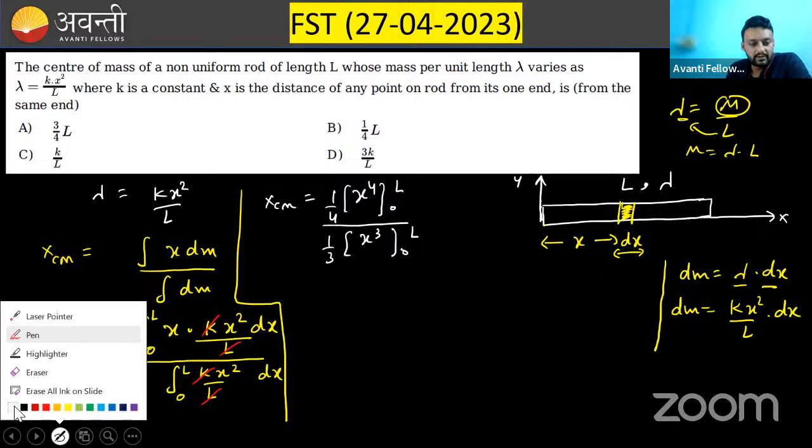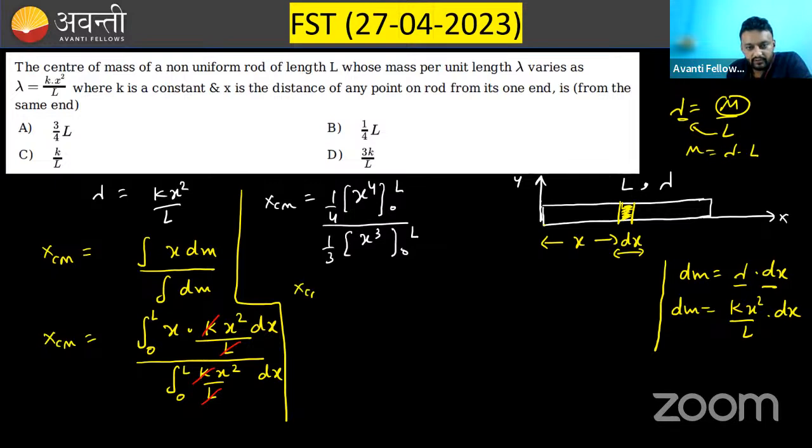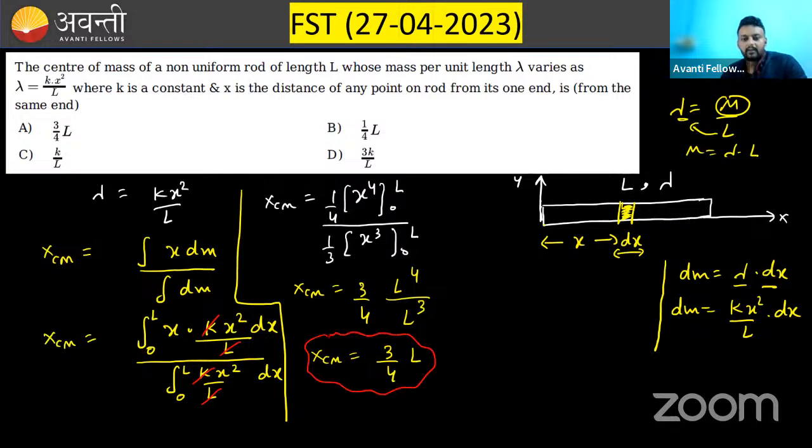In the next step, I will put the limits. So the x coordinate of center of mass, you can say 1 by 4 by 1 by 3, that is 3 by 4. Upper limit is L raised to the power 4 minus lower limit, that is 0. I am not writing that. That is L cube minus 0. I am not writing that. So the x coordinate of center of mass is 3 by 4 L, which is option number A. Clear?